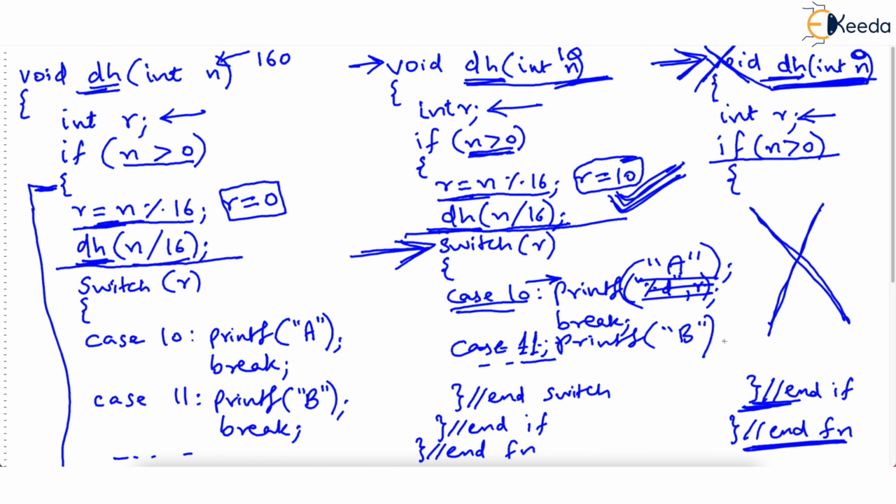In a sense, I am fooling. I'm not printing the actual r, but instead of 10, I am going to print A. Instead of 11, I am going to print B, and so on. By the way, in this example, case 10 was true, so it has printed A. So the first remainder printed is A. I hope you understood. And then of course, you know that switch ends, if ends, and the function ends. So this dec to hex also has finished.